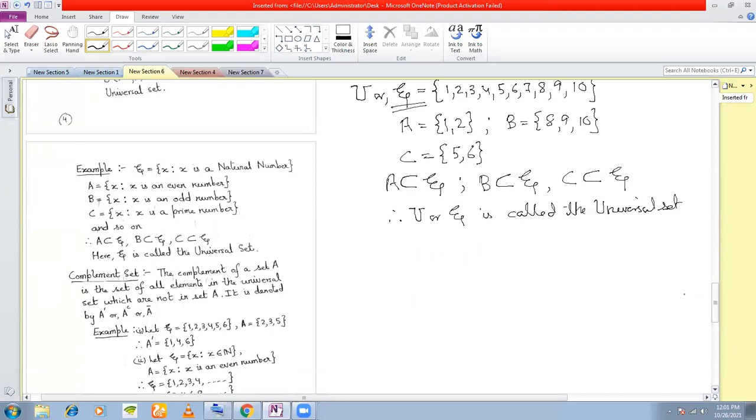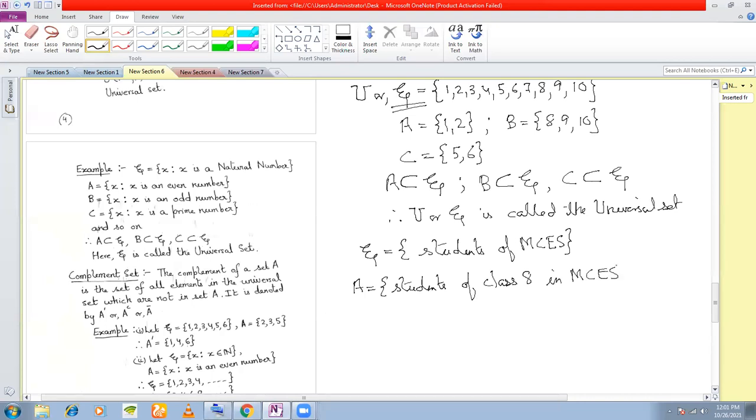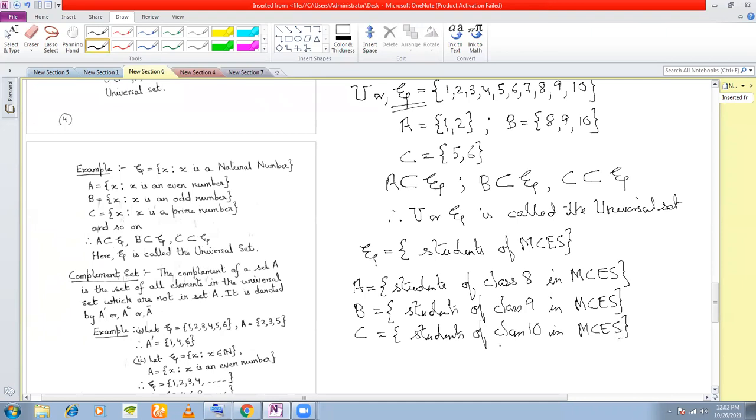Okay. Let me give you another example. Suppose I define Xi as students of MCES, students of your school, and if I define the set A as students of class 8 in MCES, I define the set B as students of class 9 in MCES, and C as students of class 10 in MCES. Three sets I consider.